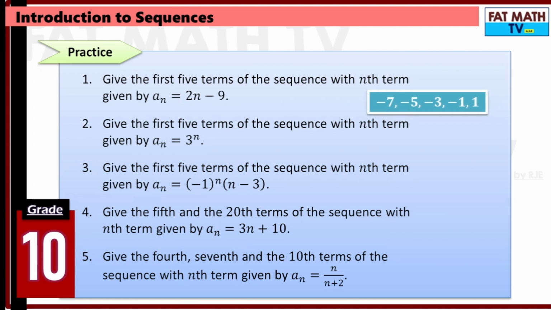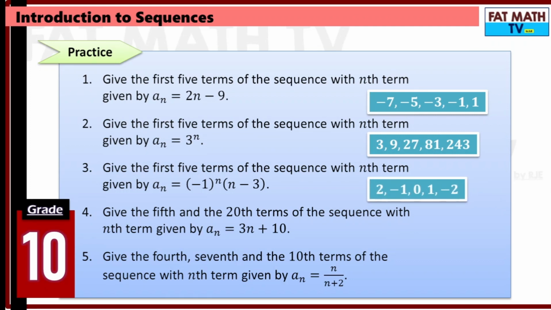Number 1, the answers: -7, -5, -3, -1, and 1. So these are the first 5 terms. Number 2: 3, 9, 27, 81, 243. Check each term. That's 1 point each term.